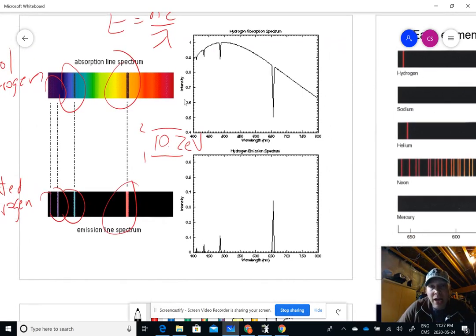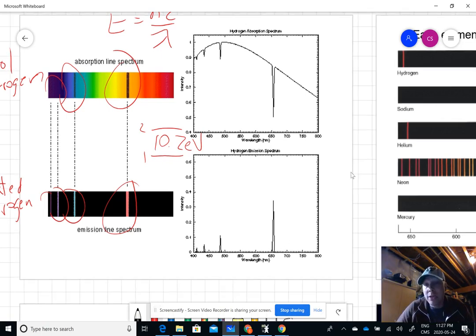And so when we look at these graphs down here, you can see for the absorption spectrum, this is intensity. So this is the brightness of the light that you see. You can see that there's these drops here where you see the drops in the light. In the emission spectrum, we see these bumps in the intensity of the light, and they're at exactly the same wavelength. So they're going from those energy levels.